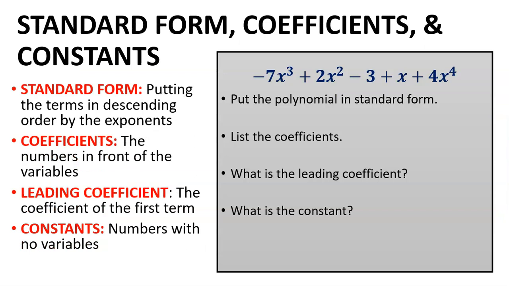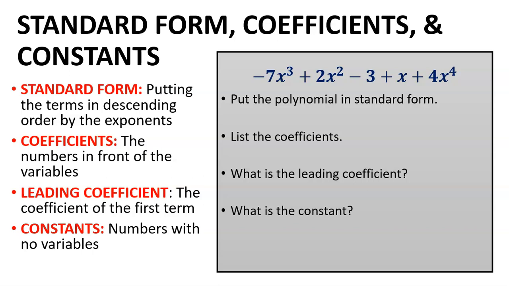Okay, now let's talk about standard form, coefficients, and constants. When you have a polynomial, you're supposed to put them in what we call standard form, which means you put the terms in descending order by their exponents. So you look at the exponent and you put them in descending order, 5, 4, 3, 2, 1.